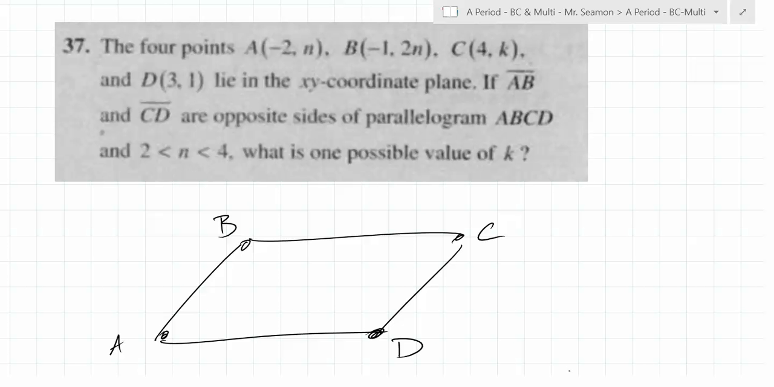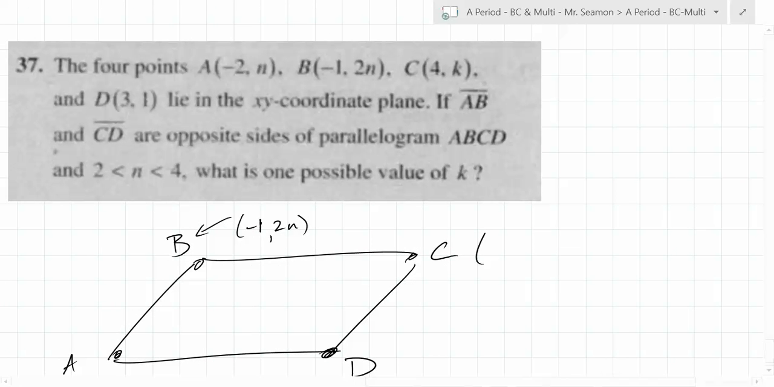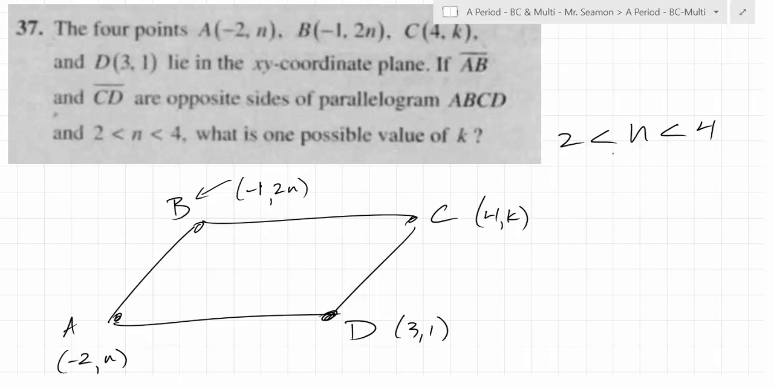But what is A? What does it tell you the point A is? Negative 2, n. What is point B? Negative 1, 2n. What's C? 4, k. And what is D? 3, 1. It also tells you that n is between 2 and 4. It asks for what is one possible value for k. It asks you for one possible value of k.